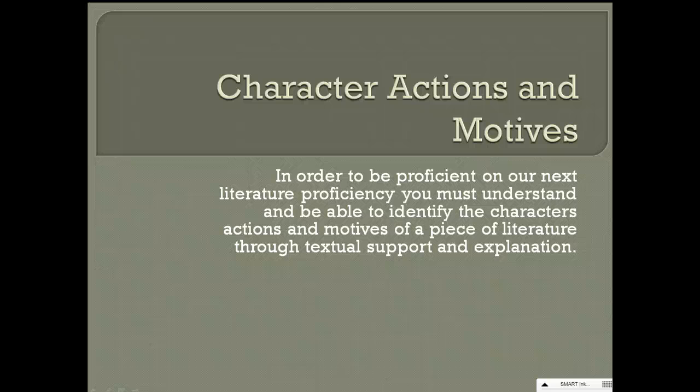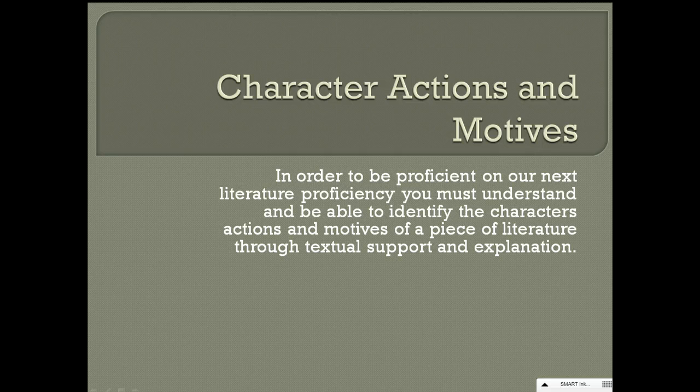Okay, so today we're going to be talking about the proficiency section of your latest test, which we're titling Actions and Motives. So, to get proficiency on this particular literature piece or test, you need to be able to understand and be able to identify the characters, actions, and motives of a piece of literature. And you're doing this by providing textual support and explanation. So we're going to talk a little bit more about this concept. This is just a refresher on what we will be talking about in class this week.